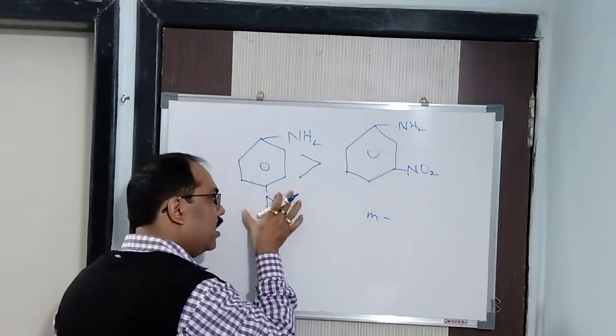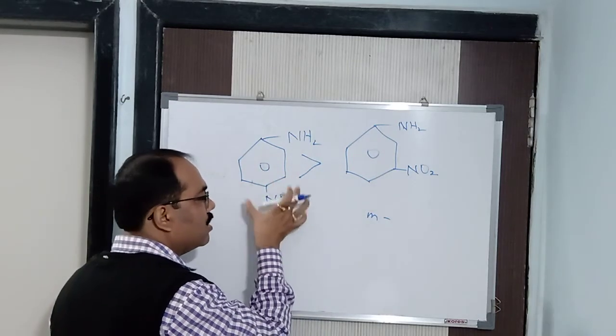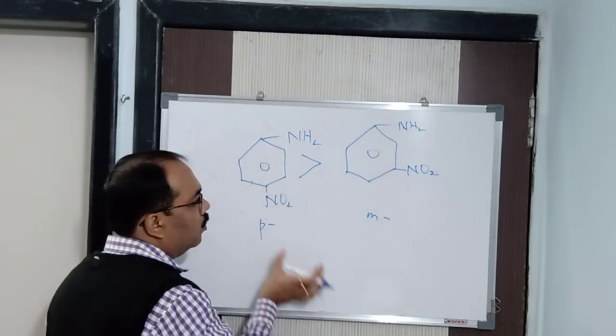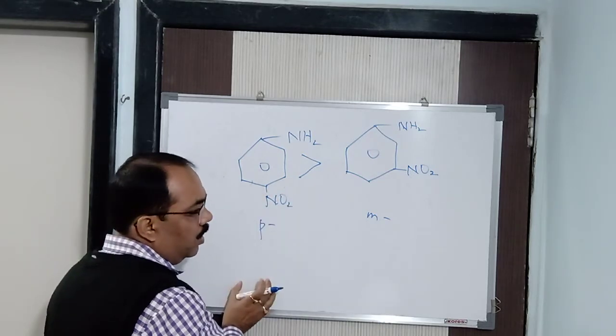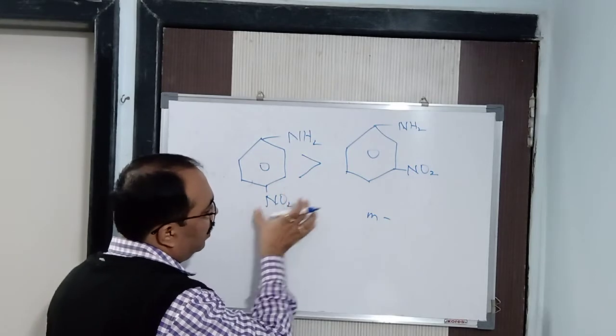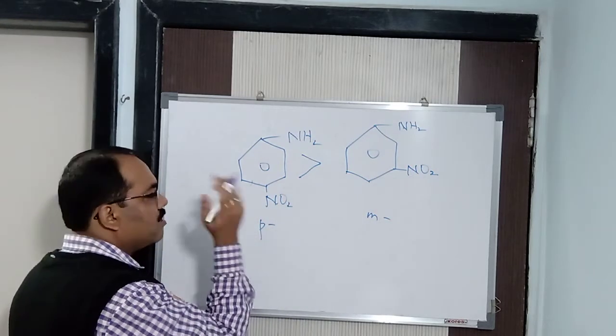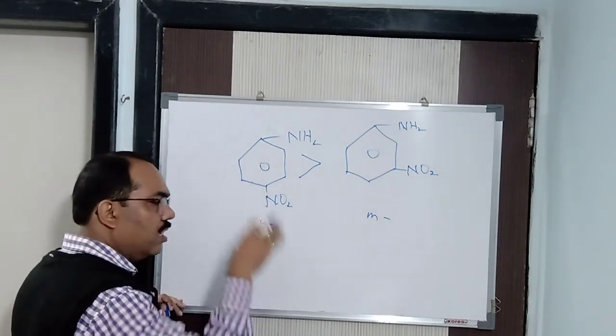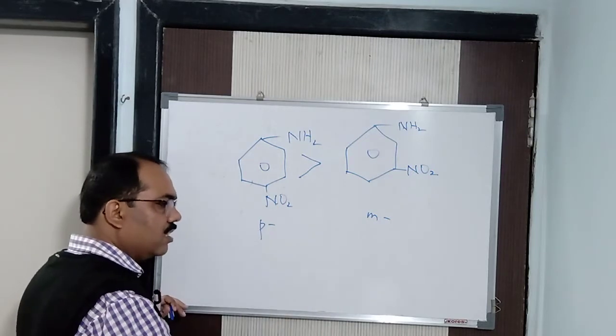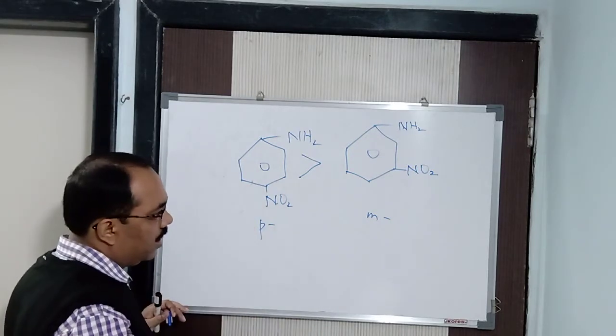So whether the group which is attached to para is a base weakening group or a base increasing group, it is more pronounced at para than at meta. Whatever the group is present, it is more pronounced at para than meta.